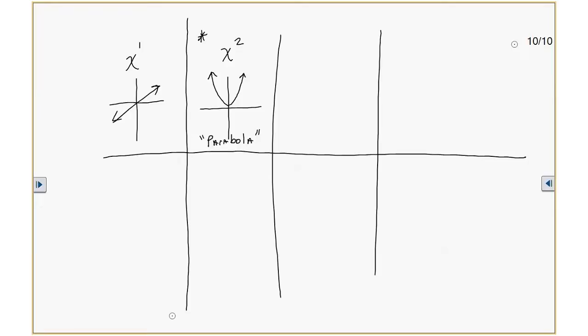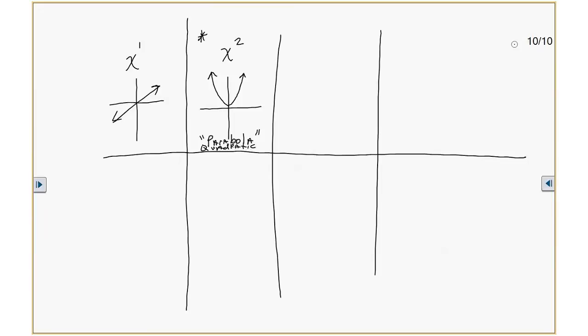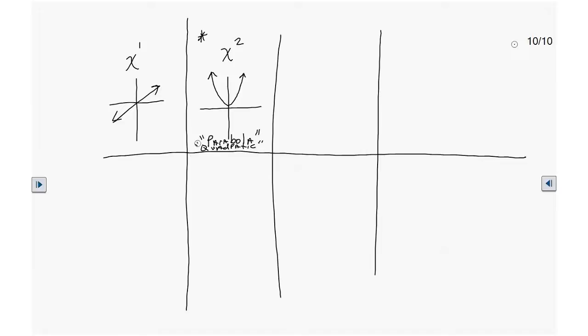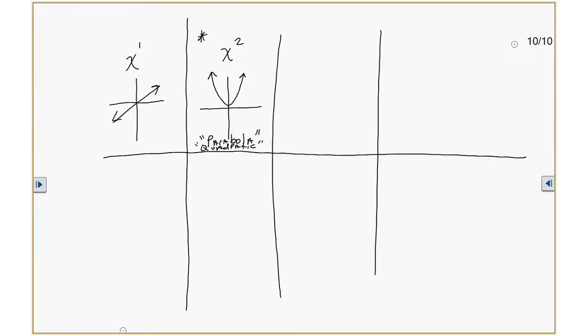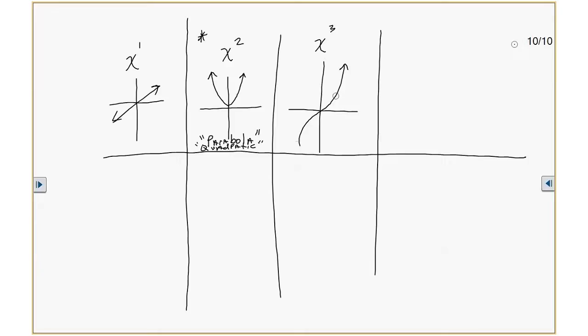Parabola is what we're going to study. Parabola is what you call a quadratic. So you might want to put quadratic under there. Quadratic. X to the third. You'll see this in this course. I just call it an S-type curve.